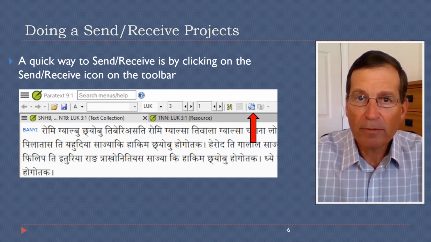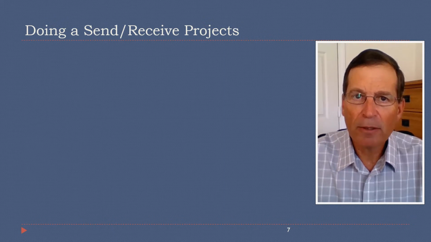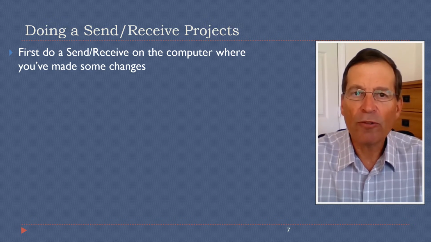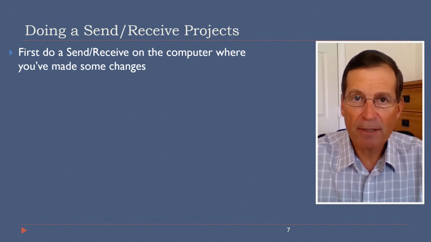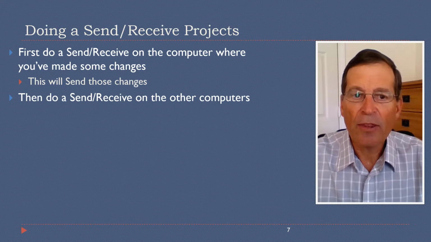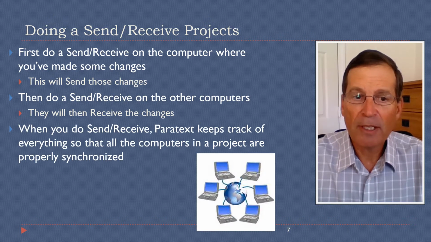Now, a quick way to do a send-receive is by clicking on the send-receive icon on the toolbar. So how do you do a send-receive if you have multiple computers in a project? Well, first do a send-receive on the computer where you've made some changes in your text. This will send the changes that you have made. Then do a send-receive on the other computers. They will then receive the changes that you sent.